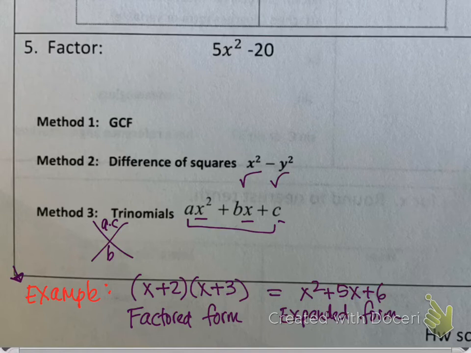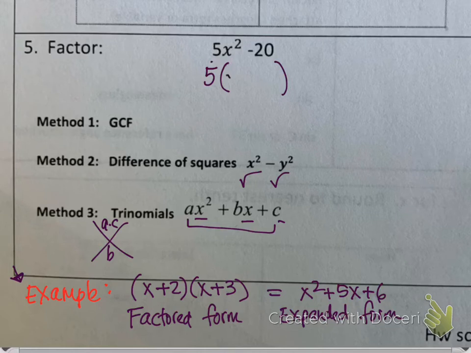So the very first thing I'm going to do is go down the list here, method 1, 2, and 3. So method 1, is there a number that divides 5 and 20? And in fact there is. The biggest number that divides 5 and 20 would be a 5. So I'm going to factor out a 5, and then it's kind of like distributing backwards. You're saying 5 times what would get you back to 5x squared?